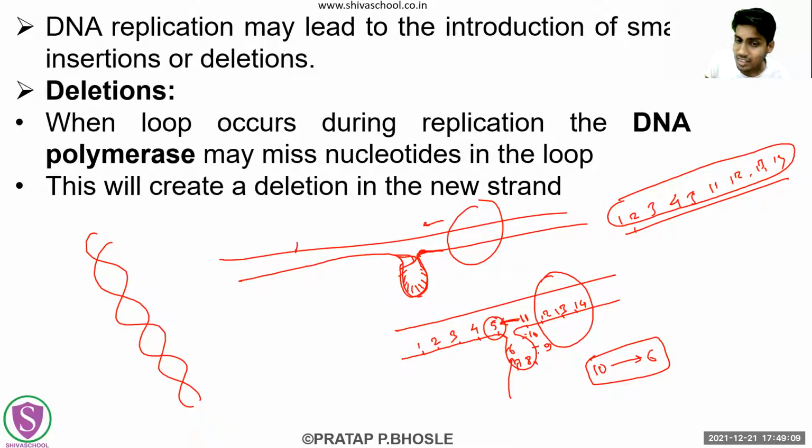Now why has this occurred? This has occurred because of this loop, the looping of that DNA. Because of that, whatever nucleotides are missed will be deleted. This loop being missed means that the nucleotides from 6 to 10 just got deleted from that strand. This is called a deletion.